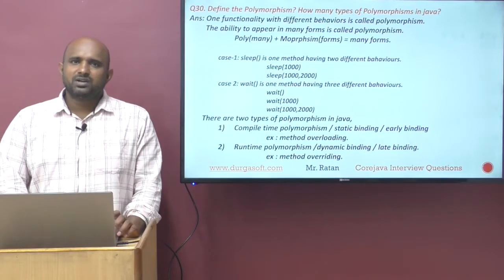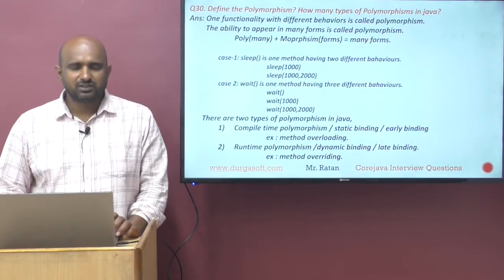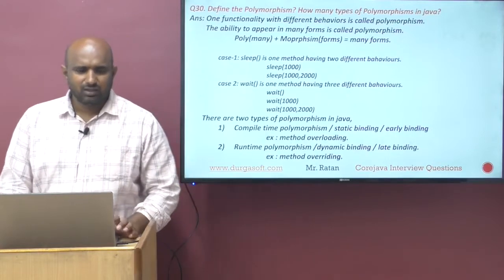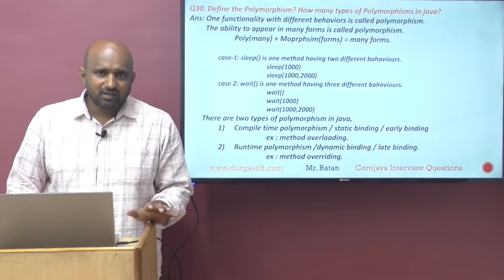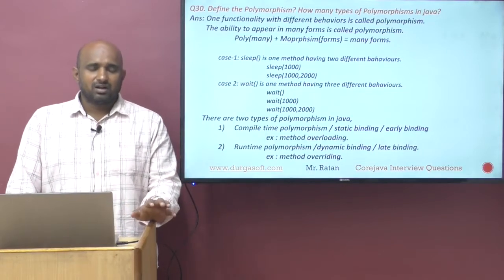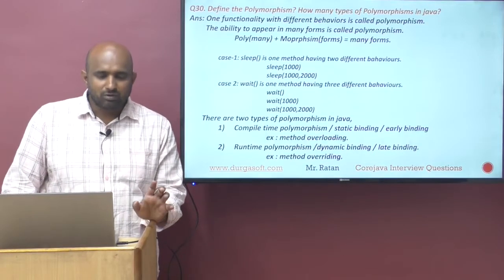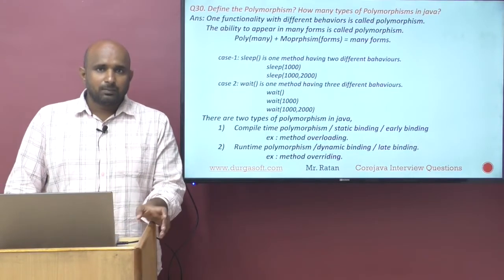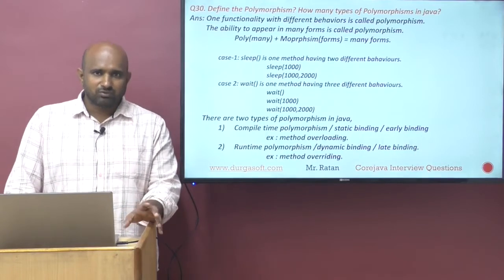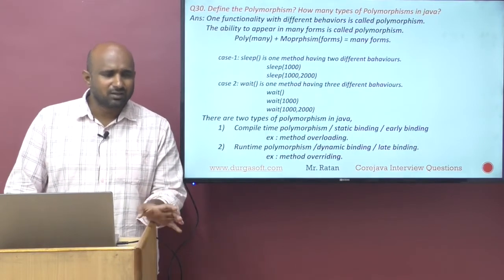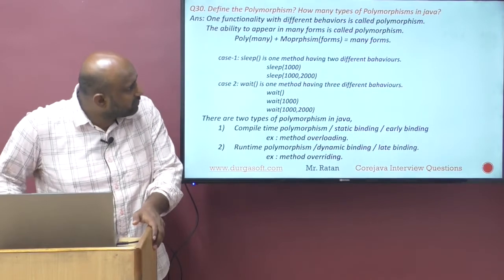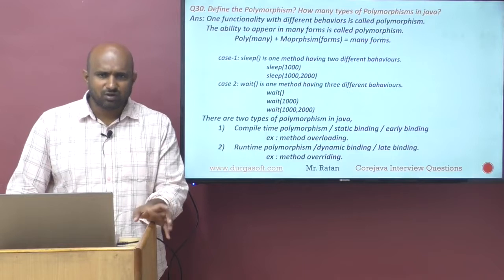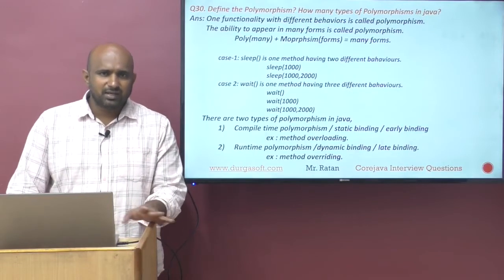The ability to appear in multiple forms, many forms, is called polymorphism, because one functionality with multiple behaviors is called polymorphism. The ability to appear in more than one form is called polymorphism. Poly means many, morphism means forms. Polymorphism means many forms.